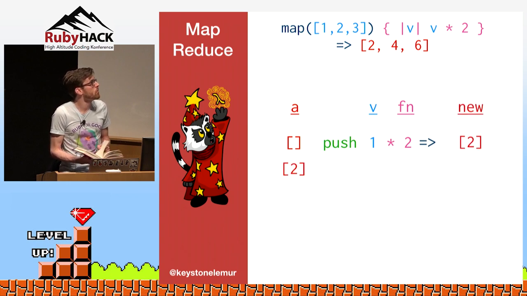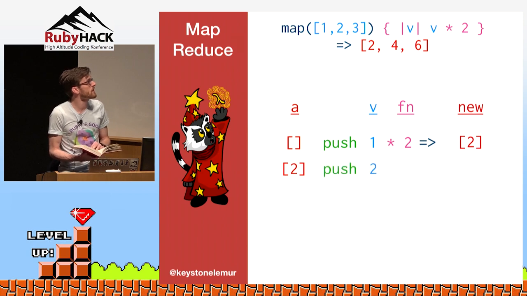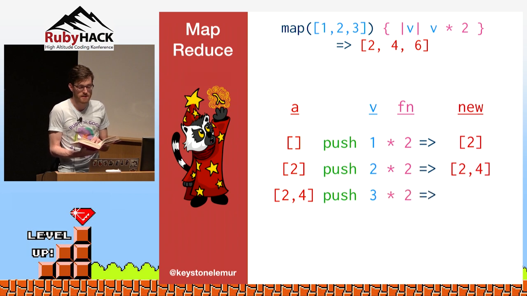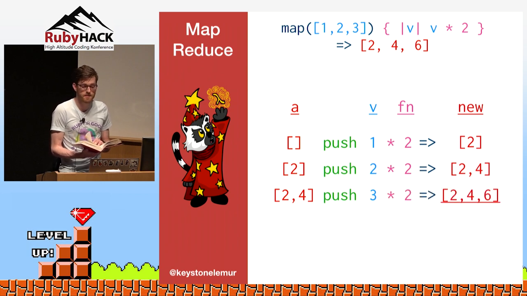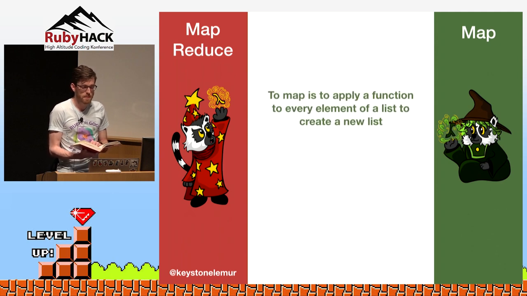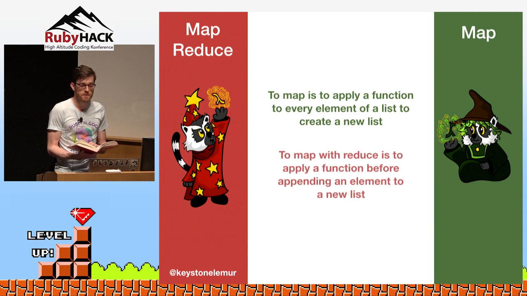Which means that next loop, we have a list of 2, and we are pushing onto that 2 multiplied by 2, which is going to give us a new list of 2 and 4. So finally, we have a list of 2 and 4, and we push onto that the result of 3 multiplied by 2, giving us back our final list of 2, 4, and 6. So let's take a look at this. To map is to apply a function to every element of a list to create a new list. To map with reduce is to apply a function before appending elements to a new list.